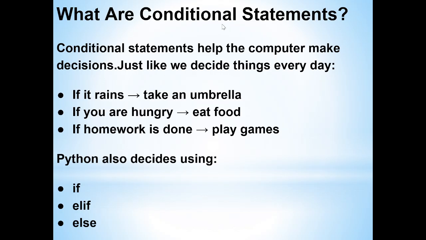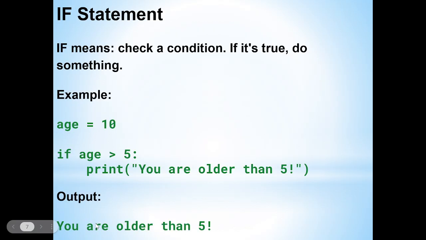To give the conditions, we use this if. If this one is true, do this one, or else do another thing. So we have if, or else. Let's see the first one, that is your if statement. Check a condition, if it is true, then do something. Suppose here, age equals 10, we are just creating one variable. Then here I am checking, if age is greater than 5, print this one. If it is not true, it will not show anything.